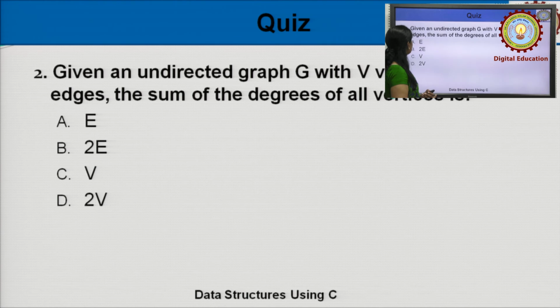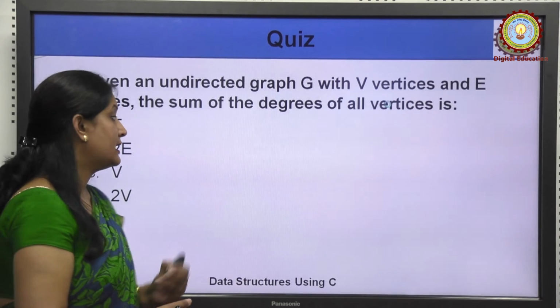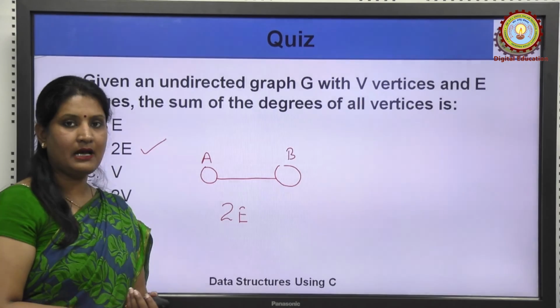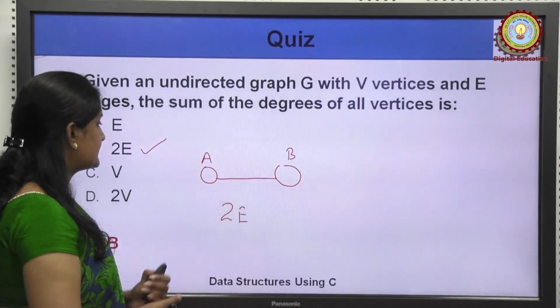Next question is, given an undirected graph G with V vertices and E edges, the sum of the degrees of all the vertices in an undirected graph: each edge is counted twice. It can be represented as AB or it can be represented as BA. So, the sum of the degrees of all the vertices is 2E. The answer is B. Yes.